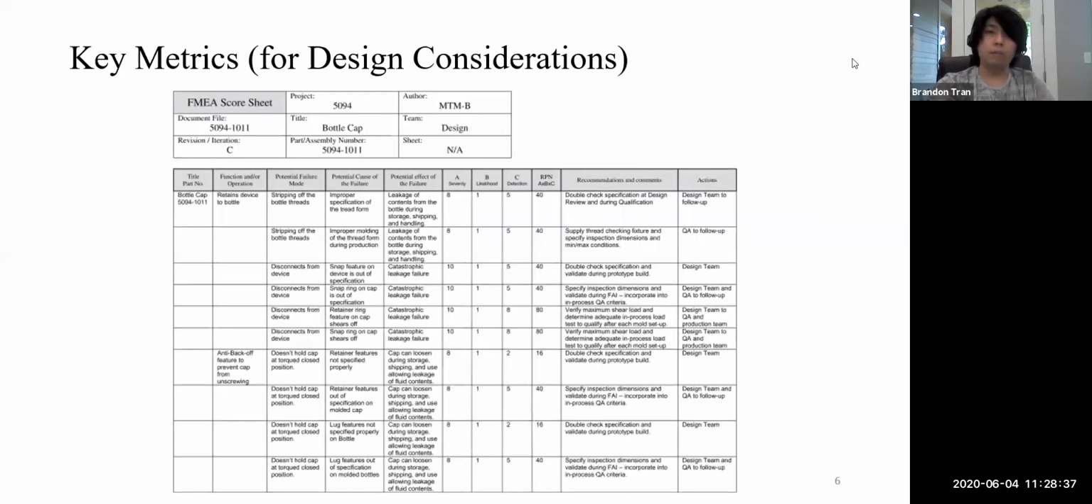FMEA: everybody just needs to familiarize themselves with how the score sheet looks. This is an easy Google search, so you guys can find a copy online and just use that.